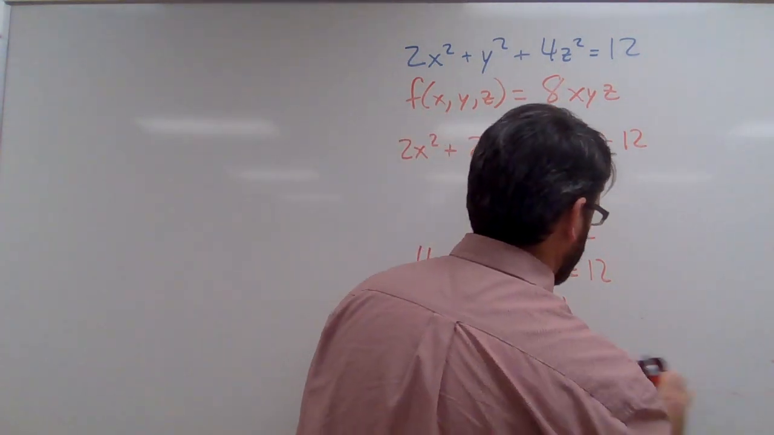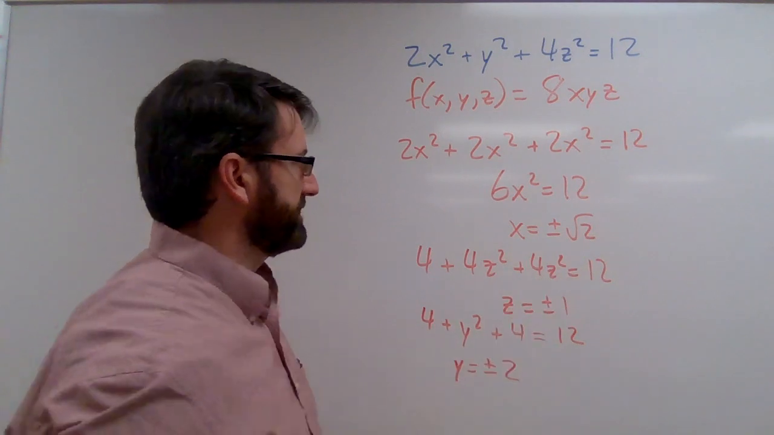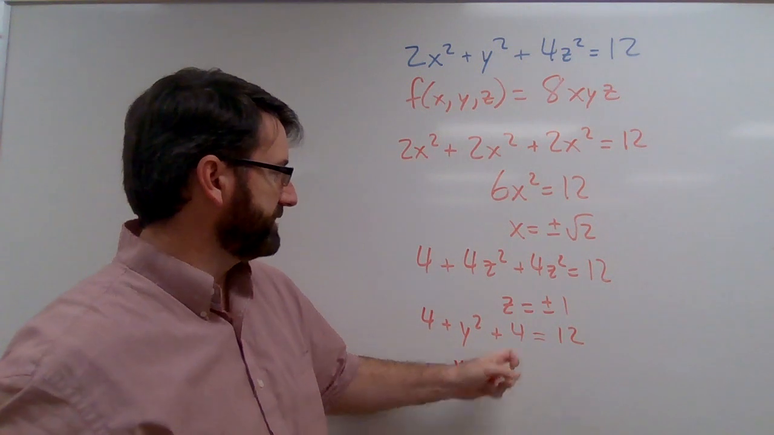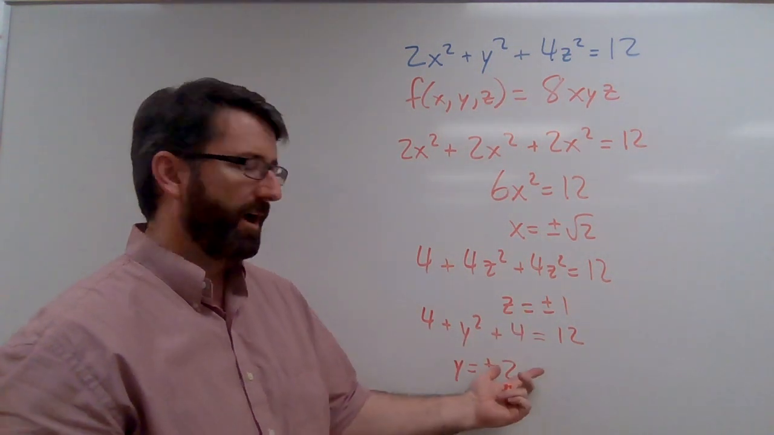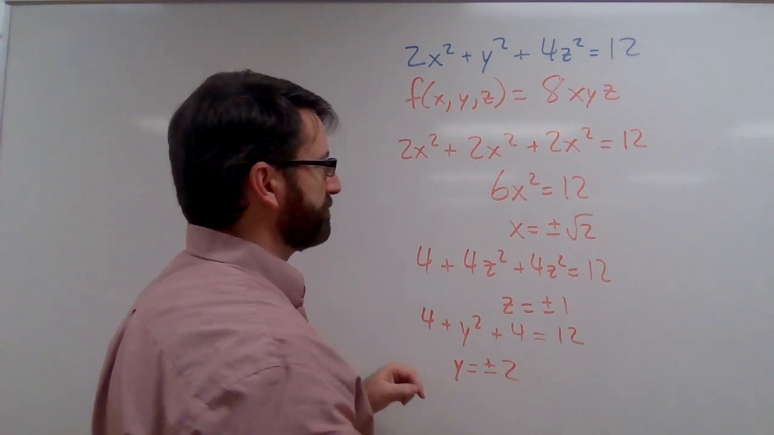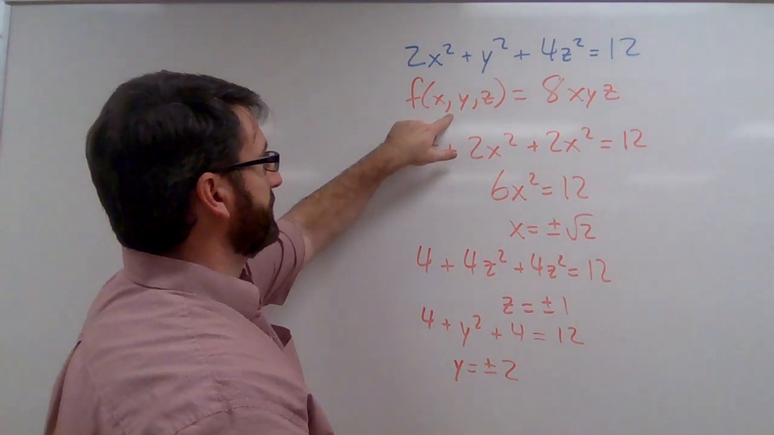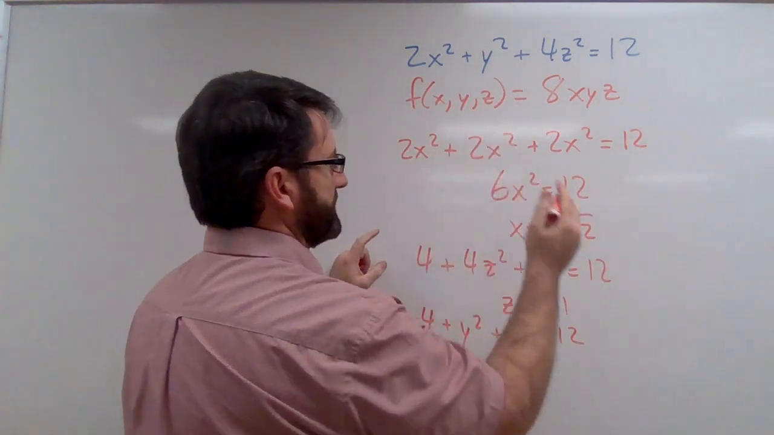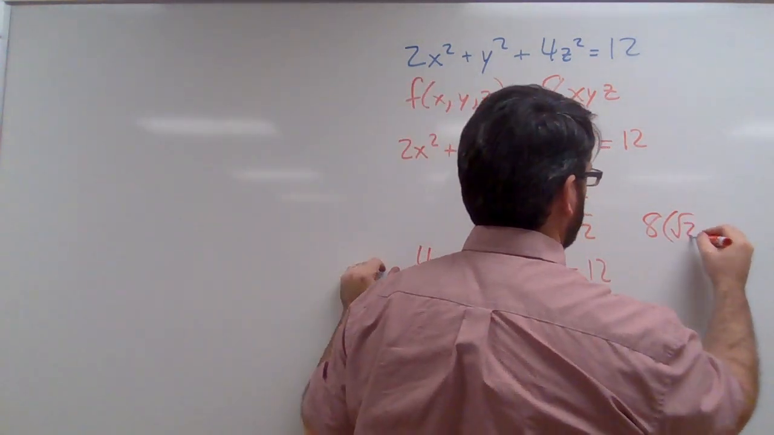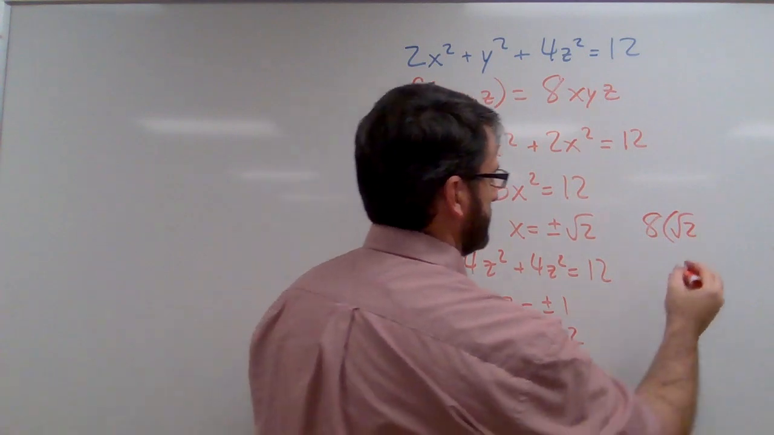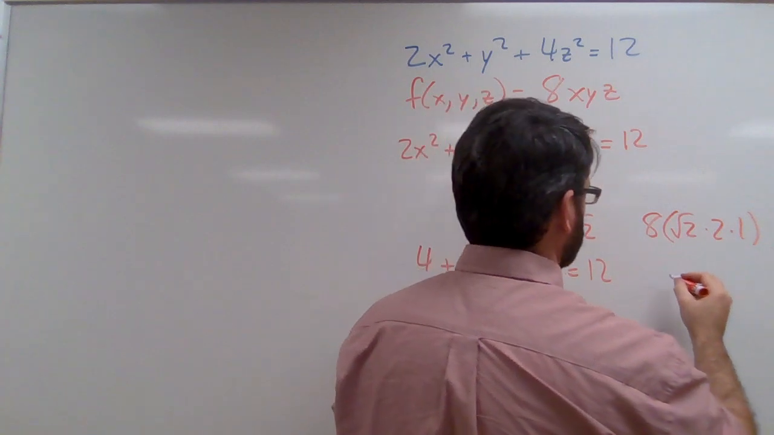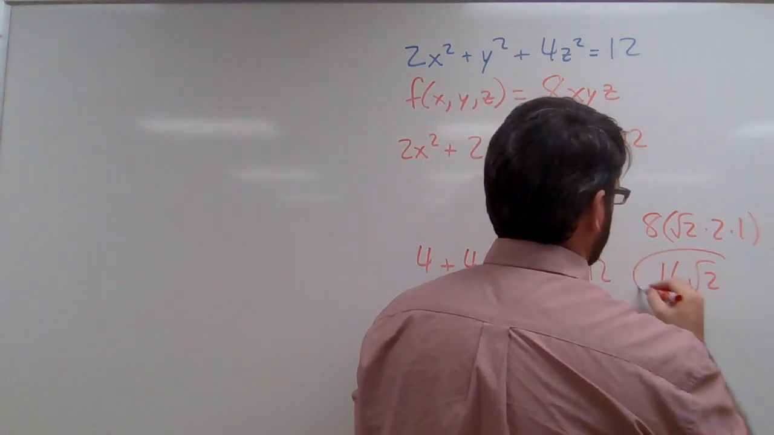All right, now we know that x is plus or minus the square root of 2, y is plus or minus 2, and z is plus or minus 1. Obviously, we're going to go with the positive values because we're trying to maximize our volume here. And so our max volume is going to be 8 times x, which is the square root of 2, times our y, which is 2, times our z, which is 1. And so our maximum volume is going to be 16 square root of 2.